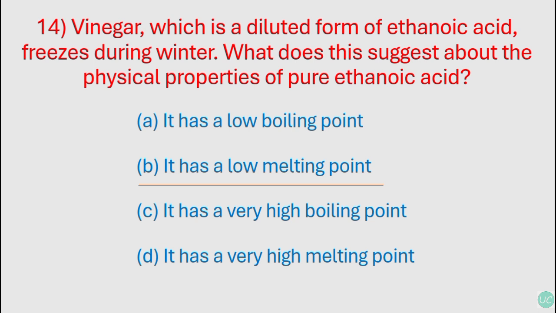And D, it has a very high melting point. Now this is wrong. If the melting point is high, let's say 500 degrees Celsius, then it would be solid till 500 degrees Celsius and start melting only when it reaches that. So that is not the case. Vinegar freezes around 15-16 degrees Celsius, turning from solid to liquid and liquid to solid, and for pure ethanoic acid it is around -1 degree Celsius. At -1 or 0 it will be in the solid or melting state, depending on whether we are freezing it further or melting it further. So what does this suggest? That it has a low melting point.